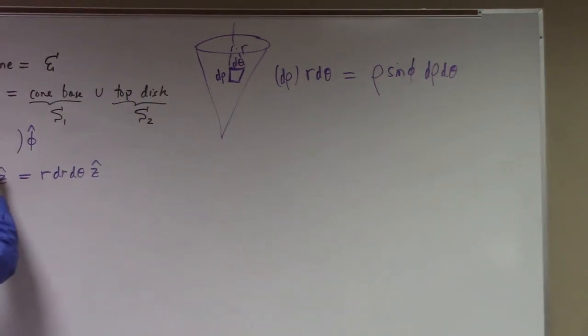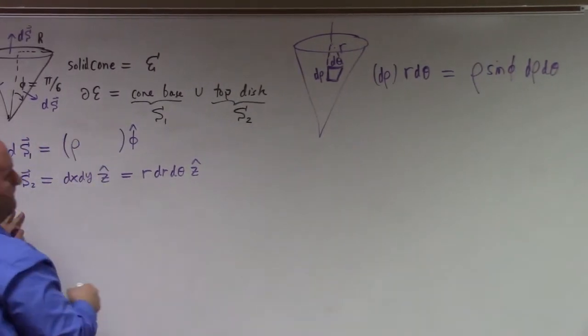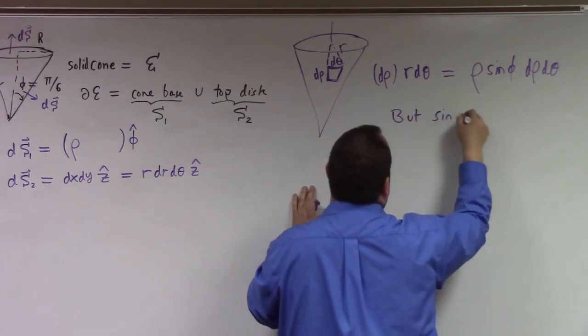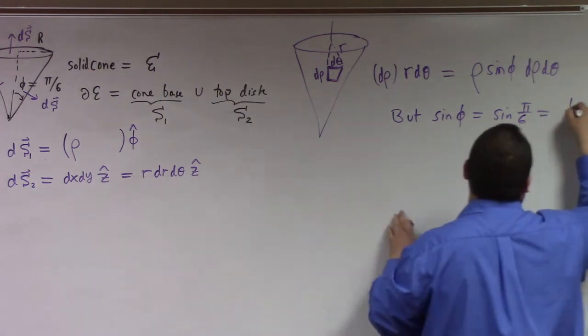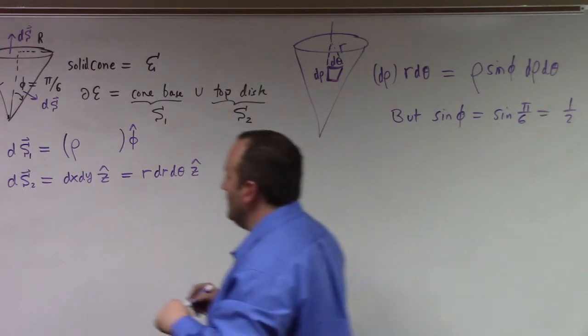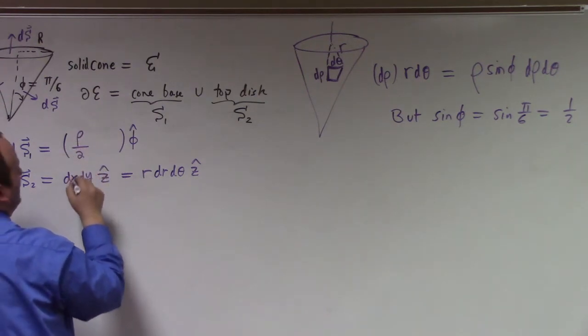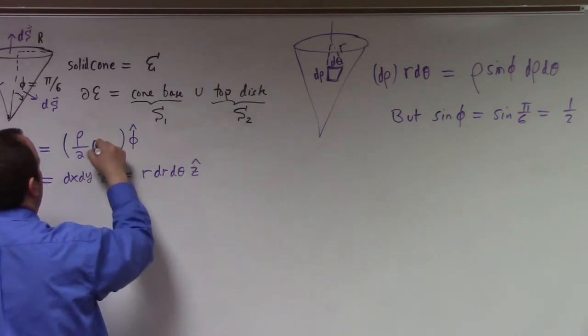So we'd have rho. And what is sine phi here, though? It's 1/2. So what we got here is rho over 2 d rho d theta.